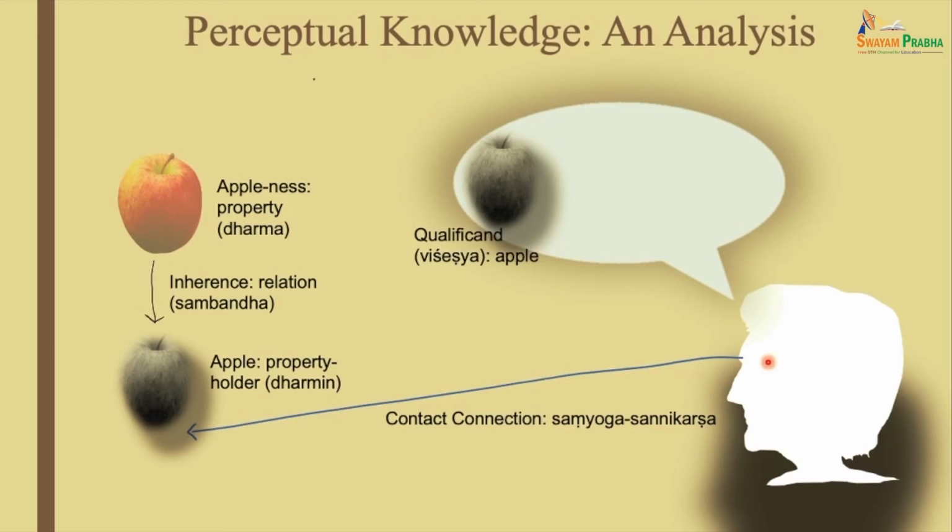So first of all, there is a contact connection, Sangyoga Sanikarsha, which is established between the sense organ, in this case the eye, and the property holder, the dharmin. But that is not enough. As a result of that, what is captured is just the property holder and nothing else. The property holder now appears as the qualificand in the cognition.